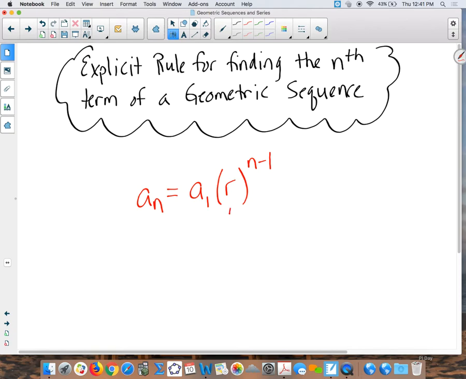Be really careful when your r is negative, or if your r is a fraction. You really want to make sure that you put the r in parentheses. Okay, so you apply the power to the whole thing, whether it's a negative or a fraction.